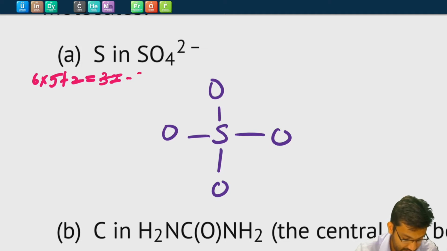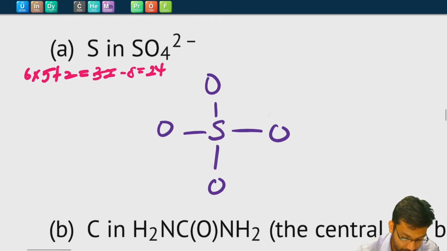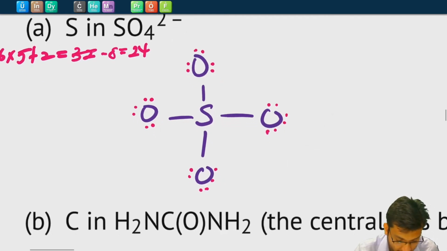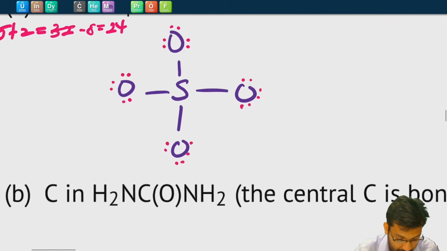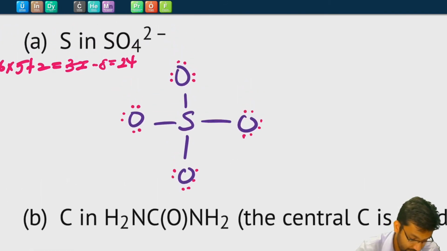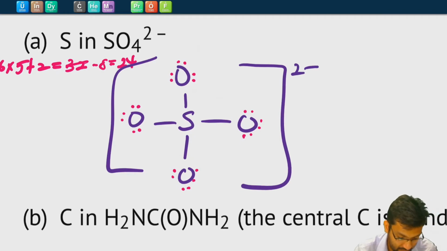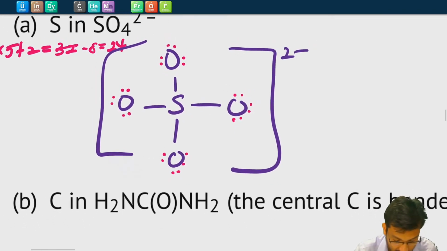If I subtract 8 here, I get 24, I believe. So let's add 24 more electrons. 1, 2, 3, 4, 5, 6, 7, 8, 9, 10, 11, 12, 13, 14, 15, 16, 17, 18, 19, 20, 21, 22, 23, 24. All right, so we have our 24 electrons. Let's put this in square brackets and put a 2- there so that we don't forget our charge.